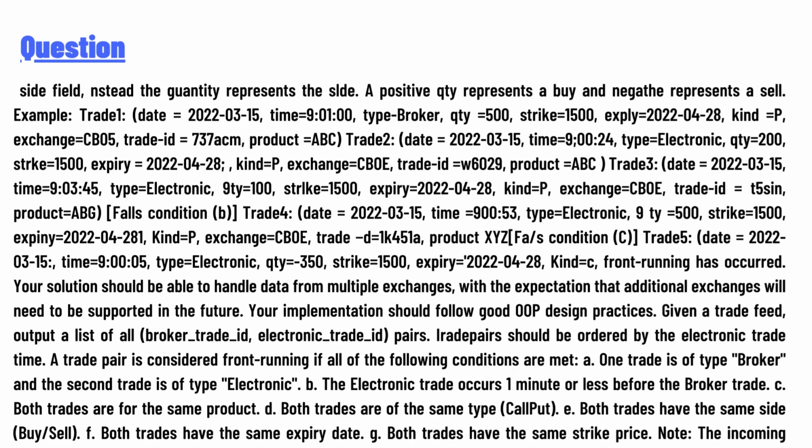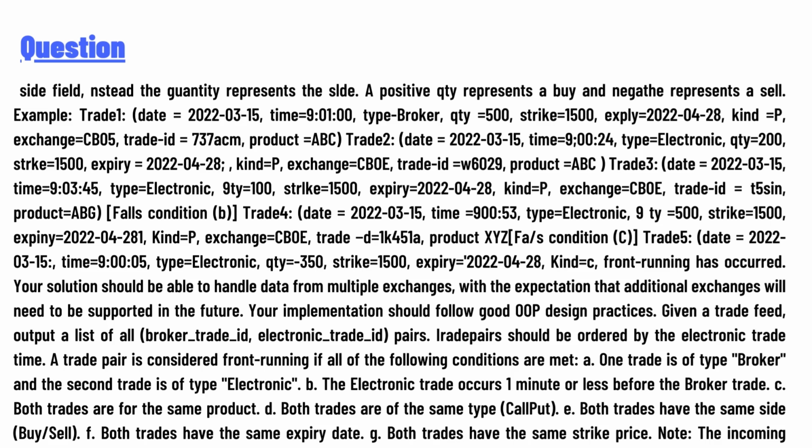Determine if front running has occurred. Your solution should be able to handle data from multiple exchanges with the expectation that additional exchanges will need to be supported in the future. Your implementation should follow good OOP design practice. Given a trade feed, output a list of all broker trade ID, electronic trade ID pairs. The pairs should be ordered by the electronic trade time.